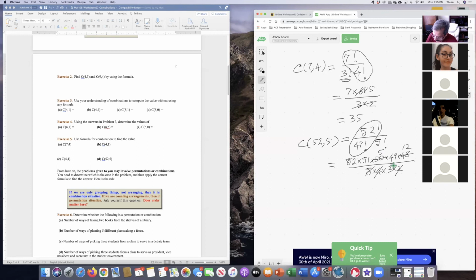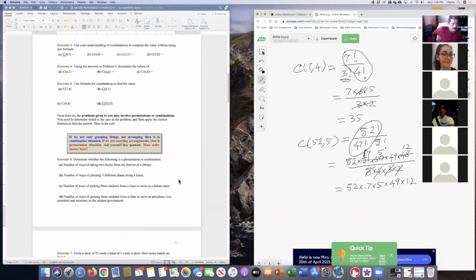3 divides 52, 3 divides 51, actually, yeah, 51. Doesn't matter which one you divide. 3 divides 51 into 17. So finally 52 times 17 times 5 times 49 times 12 is your answer. You have to use calculator to multiply them. This is the only way to simplify that. If you try to find 52 factorial in your calculator, it won't work. It'll be overflowing.